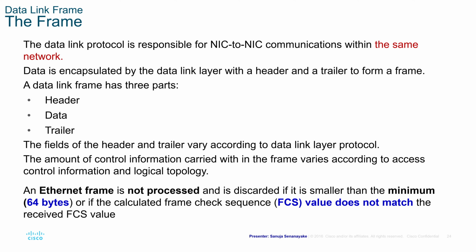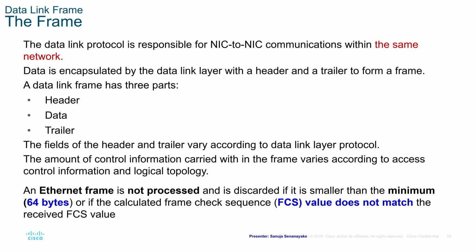So the header is at the top, at the front, the data in the center, and the trailer in the back. The fields of the header and trailer vary according to the data link layer protocol. The amount of control information carried within the frame varies according to the access control information and logical topology.